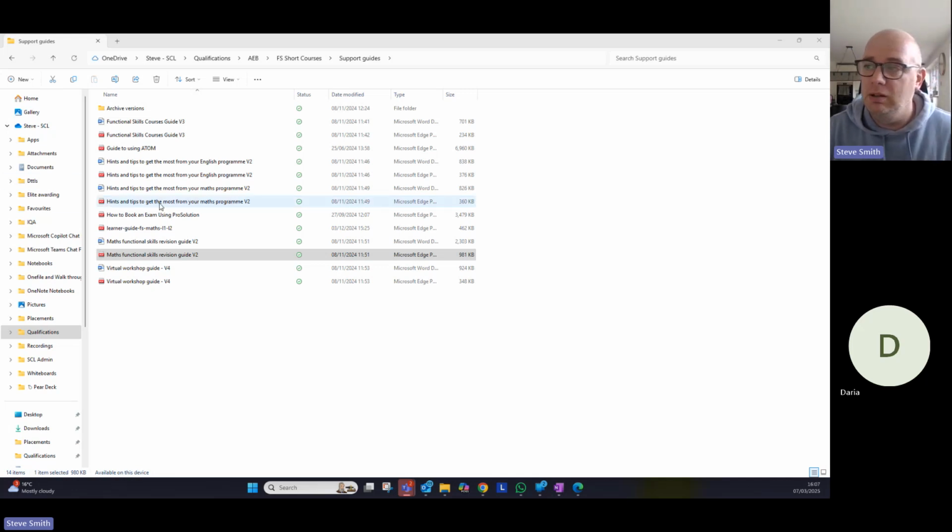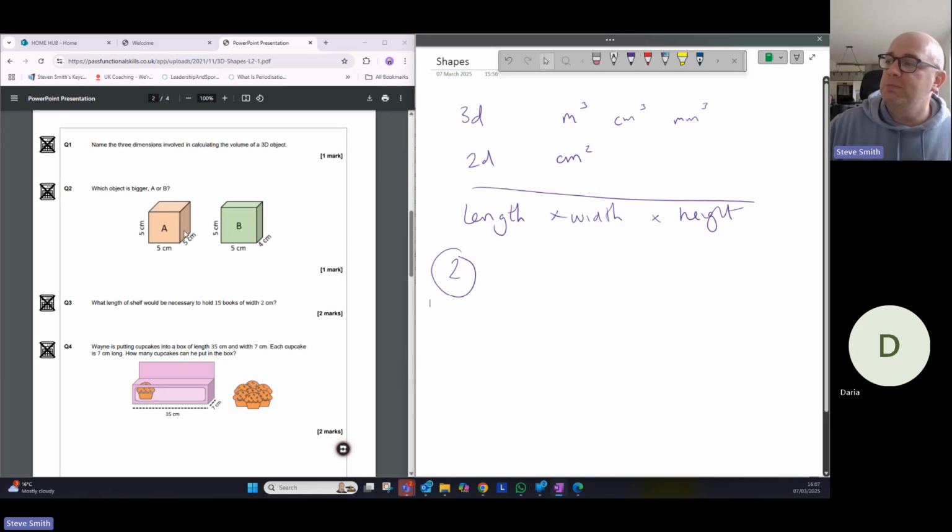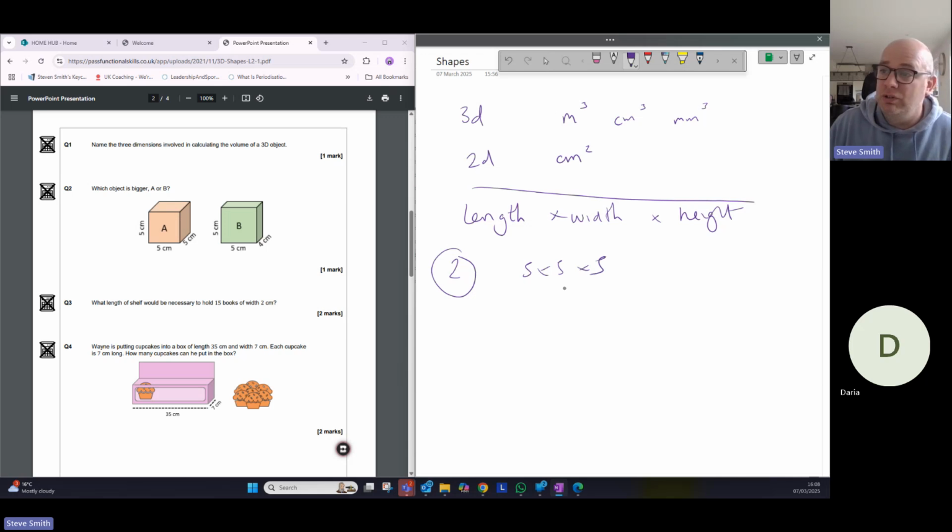Right, so let's get back to shapes. Which is bigger? If we look at those three dimensions, 5 times 5 times 5. If it is non-calc, it is non-calc. 5 times 5 times 4. Without even working them out, we know this one's bigger, because I'm timesing my 5 by 5, so I'm timesing my 25 by 5 and not by 4.